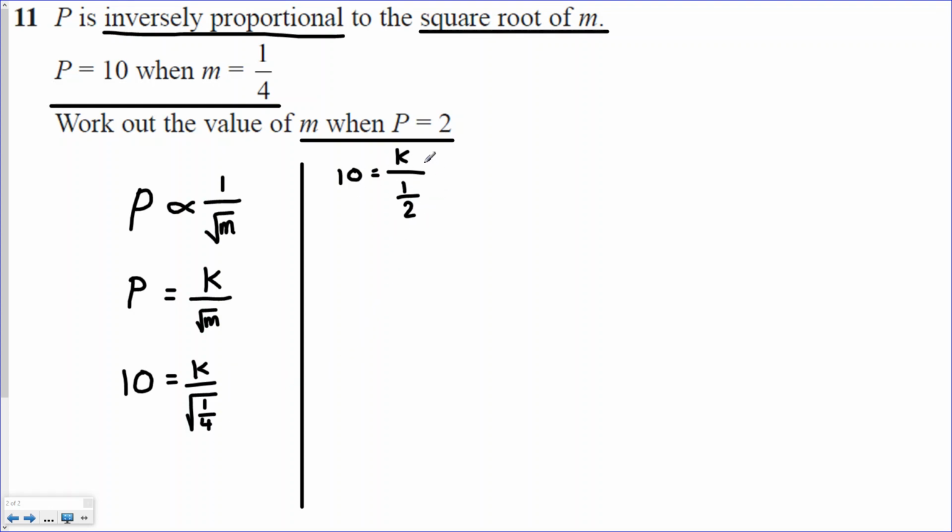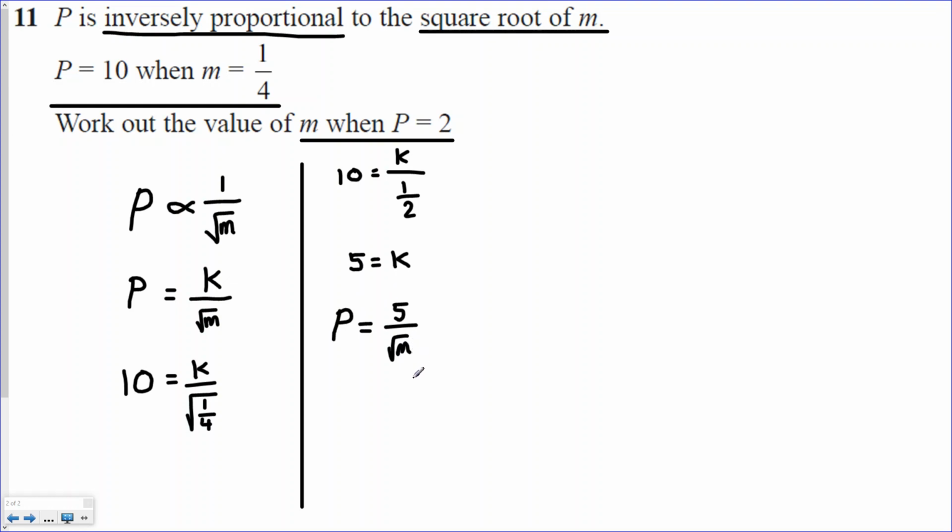Now we need to solve this equation for k, so we need to make k the subject. So I want to multiply both sides by half. 10 times half is going to give us 5. So 5 is equal to k, or k equals 5. Now what I'm going to do, I'm going to substitute this k into this second line here, and that's going to give us the formula to help us work out the value of m when p equals 2. So p equals 5 over the square root of m, and that's your formula.